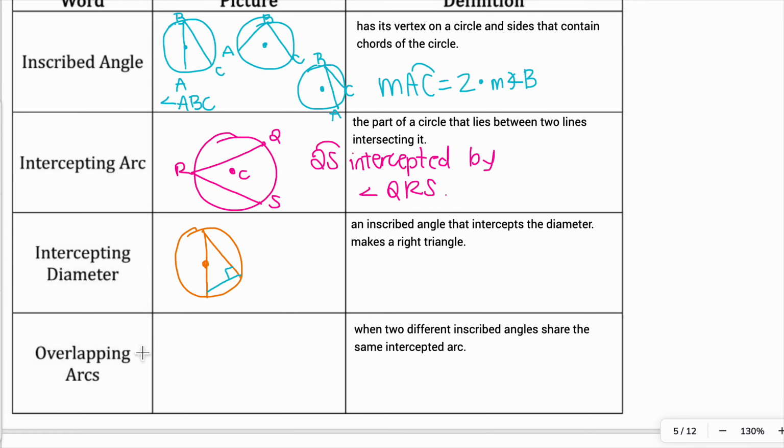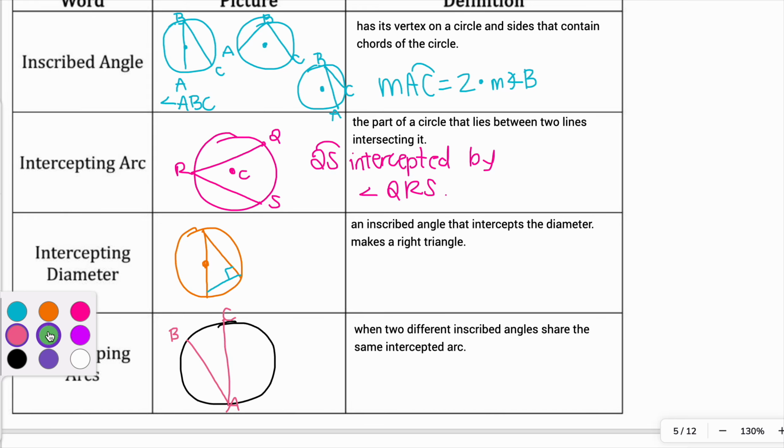And then the last one is overlapping arcs. This is when two inscribed angles share the same intercepted arc. So I'm going to draw a normal circle, but then I'm going to draw two inscribed angles. The first one will be here. We're going to name this one B, A, C. And then the second one we're going to name here as C, D, B.